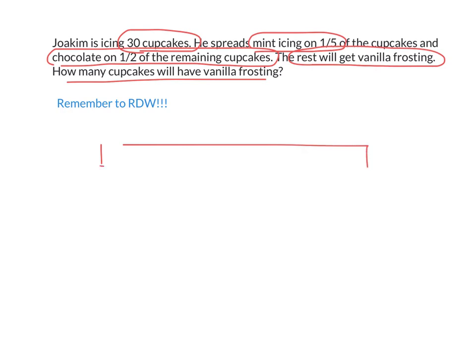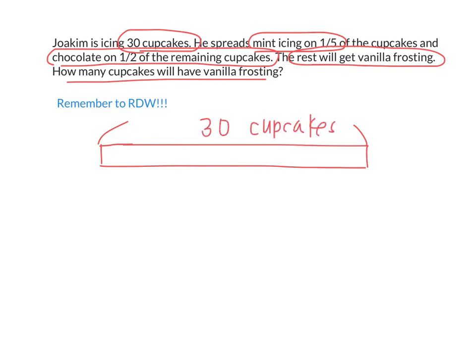First, I know that he has 30 cupcakes altogether. So go ahead and draw 30 cupcakes. He spreads mint icing on 1/5 of them. So I have to divide it into 5 equal sized portions. And I'm going to show that 1/5 equals mint. Then, whenever we see the word of the remaining or of the rest, that means I have to draw a second tape diagram that's the rest, right? So I'm going to show, and sometimes I draw an arrow, sometimes I don't, I'm going to show that this is the rest.